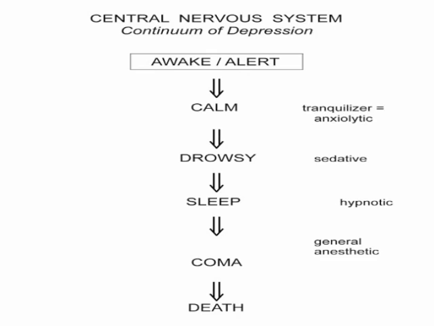For drowsy, we would use a sedative. For sleep, we would use a hypnotic. And for coma, we would use general anesthetic, especially during surgery. All of the CNS depressant drugs are dose dependent, which means the more that is given, the more depression that we can see. So we can actually go from being calm to death if too much medication is given.